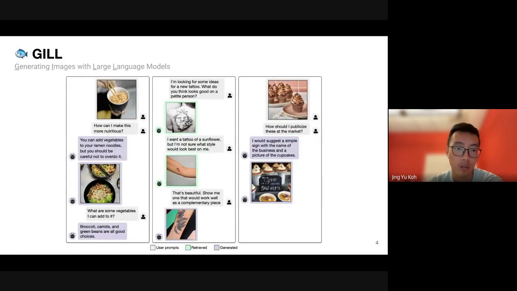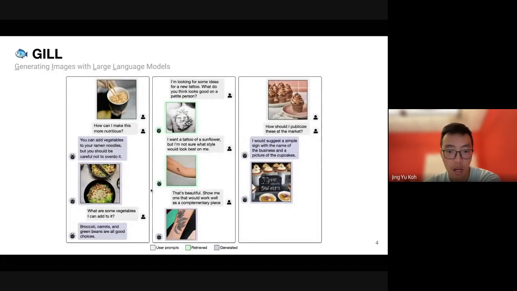Gill is one model towards this approach. Gill, or generating images with large language models, is a multimodal language model that can process image and text inputs. It can generate text, generate images, and retrieve images, and decide when it wants to retrieve images or generate text. Some of its capabilities include the ability to engage in multimodal dialogue. For example, in the image on the left, you can put in an image of ramen noodles and ask a question in text like, how can I make this more nutritious? Gill will respond by generating text such as, you can add vegetables to your ramen noodles, but be careful not to overdo it. And in this case, it also generates an image to accompany the text. So you have an idea of how your ramen noodles will look after you add some vegetables in it.